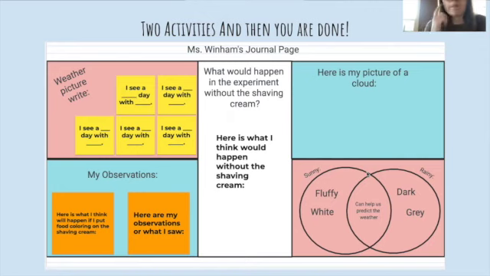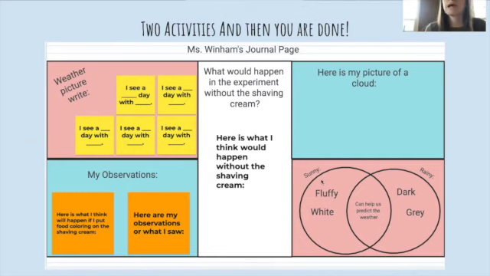Then remember, one of our objectives was we could compare and contrast those types of clouds, and we are going to use a sunny and a rainy day to do that. This object right here is called a Venn diagram, and it helps us compare 2 things. We write what's different on the outsides, and we write what's the same in the middle. So I've already done most of it for you.